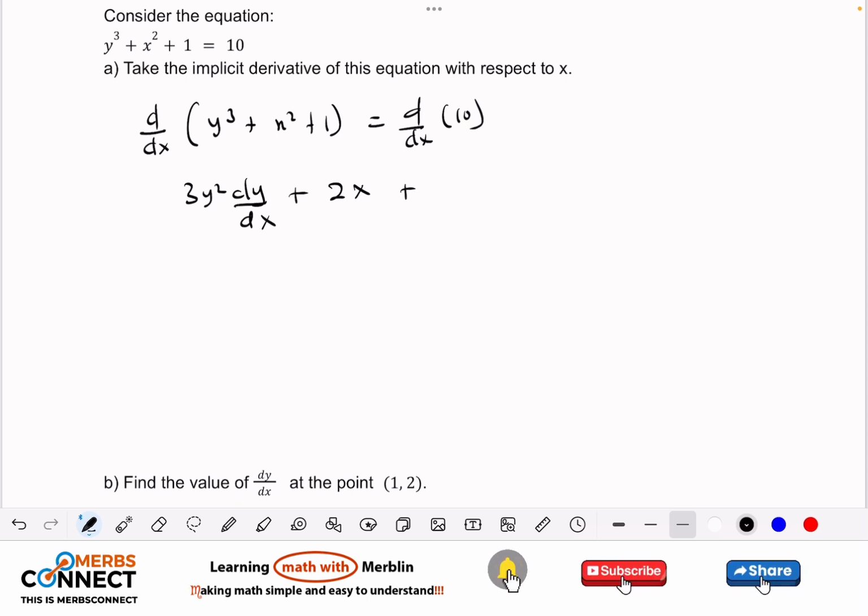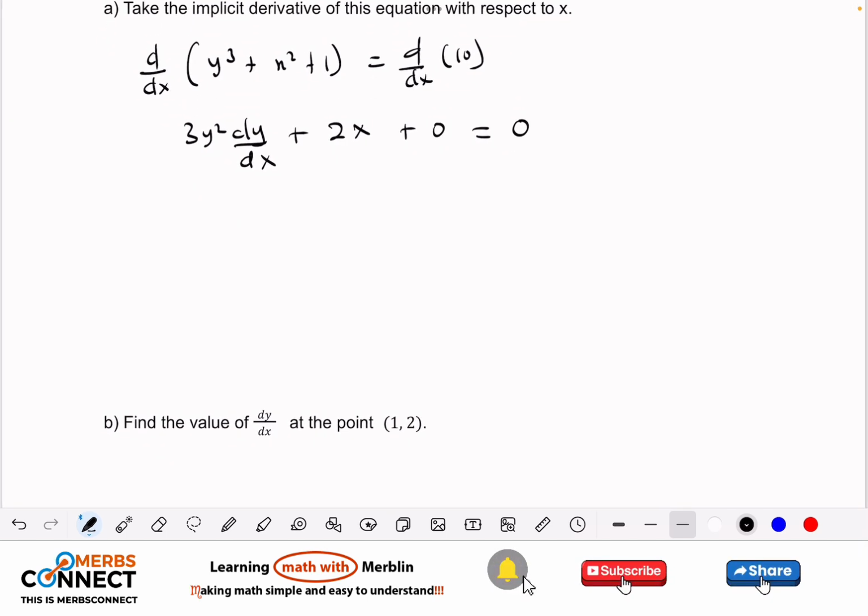Plus, when I differentiate 1, I get 0. And when I differentiate 10 on the right side, I'll get 0. So I'm going to have 3y squared dy over dx plus 2x is equal to 0. So I'm done.